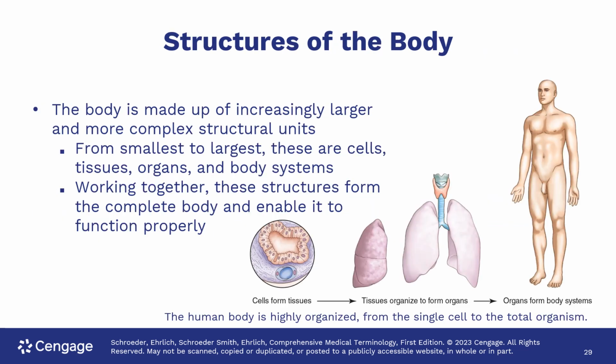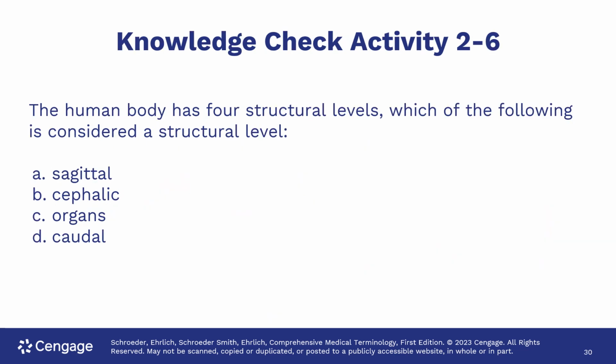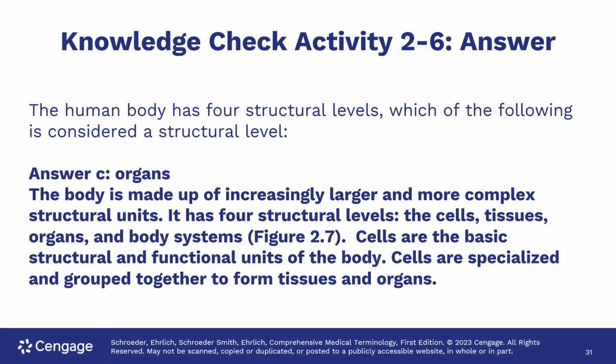The smallest structures combine to form larger structures that in turn work together to perform a function. Cells make up tissues that make up organs that together create systems. The human body has 4 structural levels. Which of the following is considered a structural level? Well, these are all planes, remember? So is that a structural level? No. Of course it's organs.